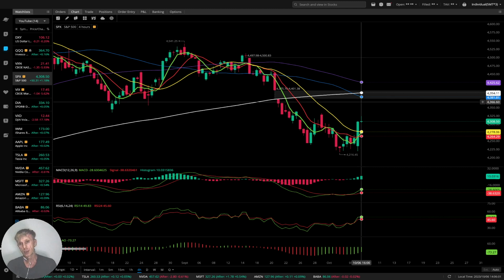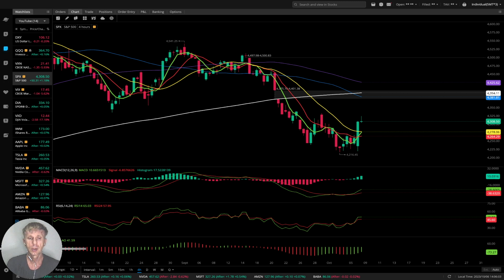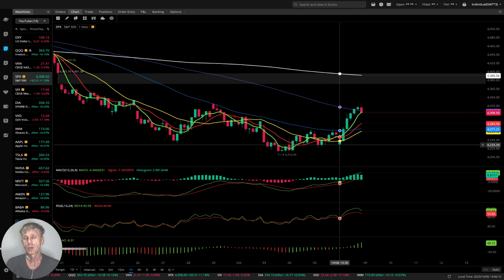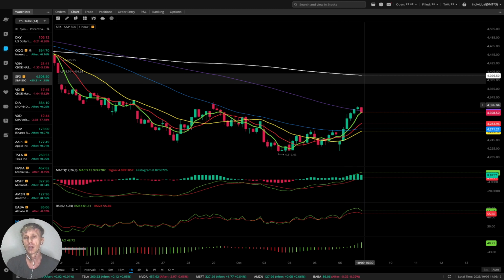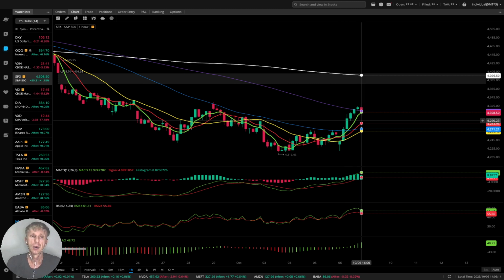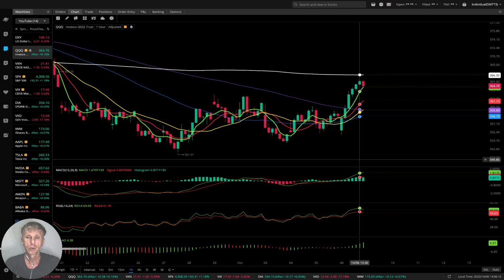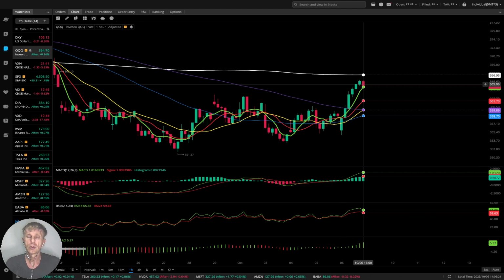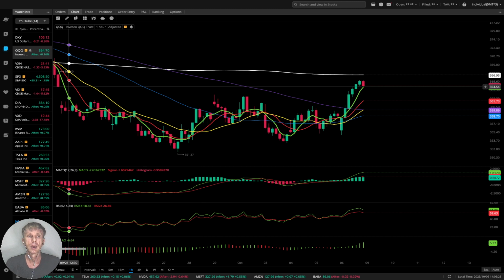And today it was a short squeeze, right? Look at it on the 1 hour time frame. Straight short squeeze all day. It was gap down and short squeeze all day. Same on the Qs, right? Short squeeze all day, look at it. Today is Friday, end of the week, it's a short squeeze.